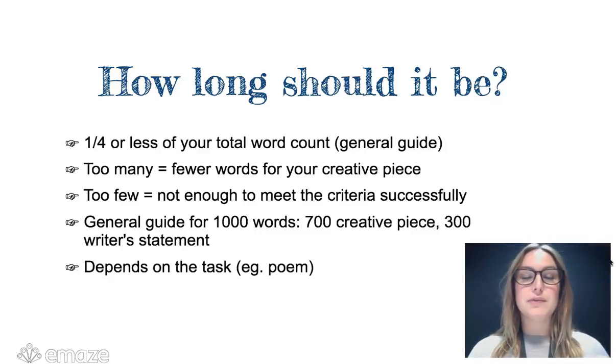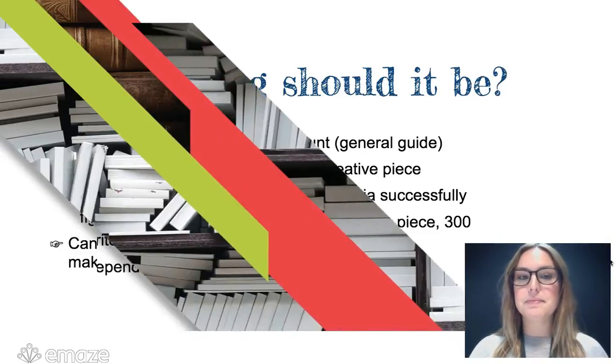So a general guide, if you've got a 1,000-word piece in total, go for 700 for your creative piece and 300 for a writer's statement. But again, this depends on your task. So if you've created a poem, it's going to be very difficult to produce a 700-word poem and then explain all of your creative decisions in just 300 words. So for something like that, it's probably going to shift in terms of your word lengths.